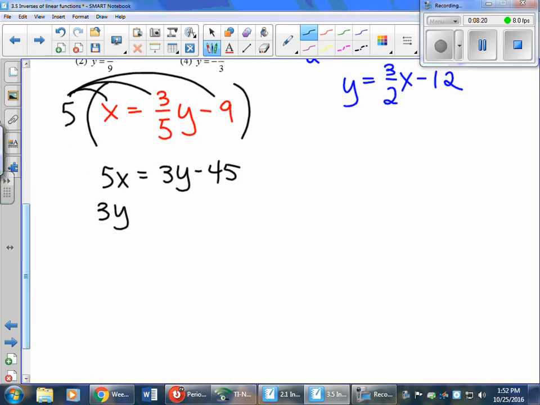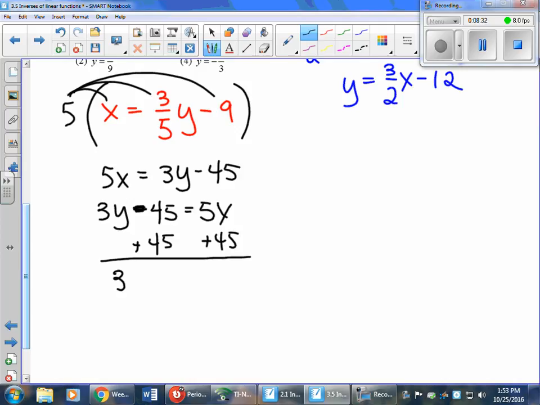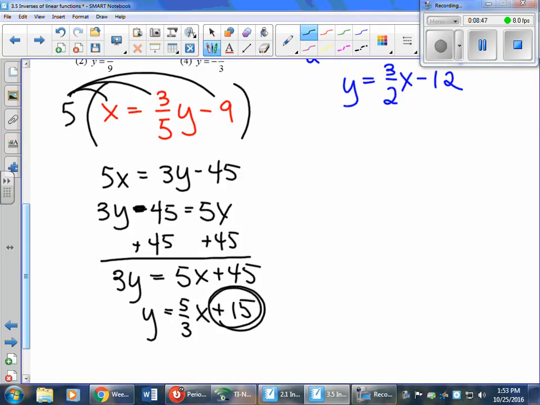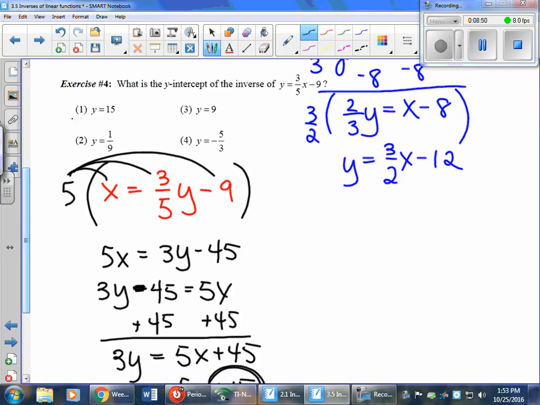Let's flip-flop these. 3y minus 45 equals 5x. And now add 45 to both sides. And we get 3y is equal to 5x plus 45. Divide everything by 3. And y equals 5/3 x plus 15. So remember, here they're asking just for our y-intercept. So when we slide back up here, you can see how number 1 is the correct answer. That's an easier way to solve it.